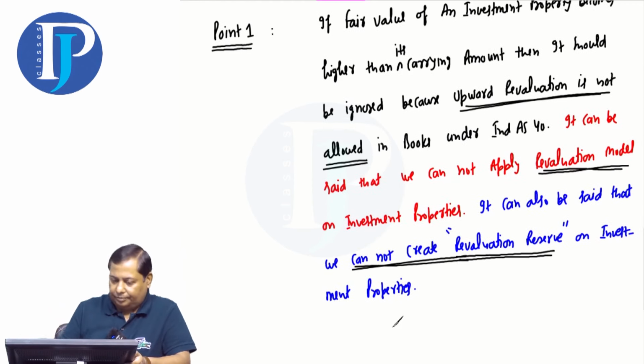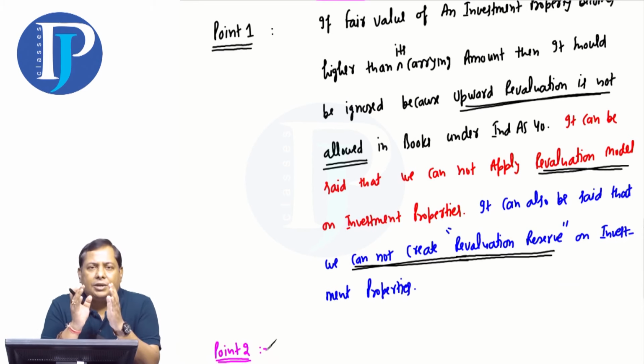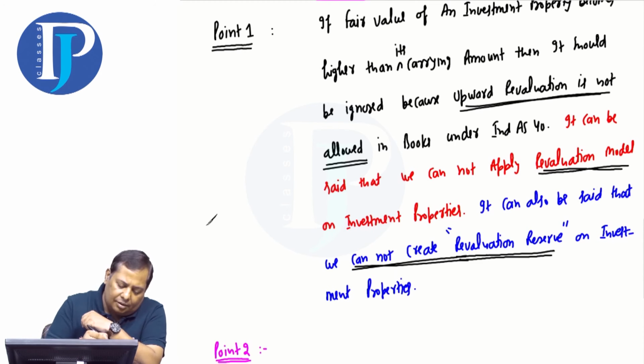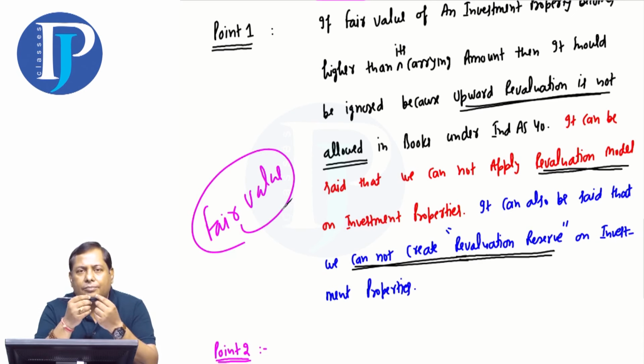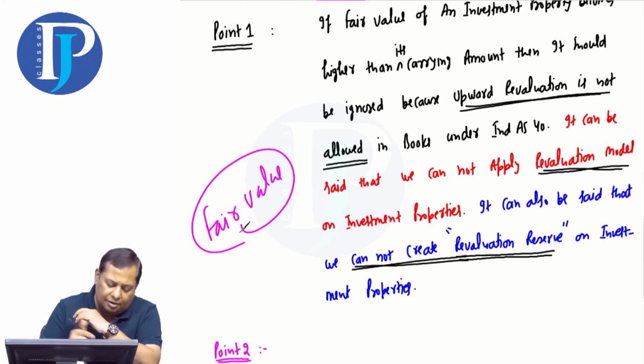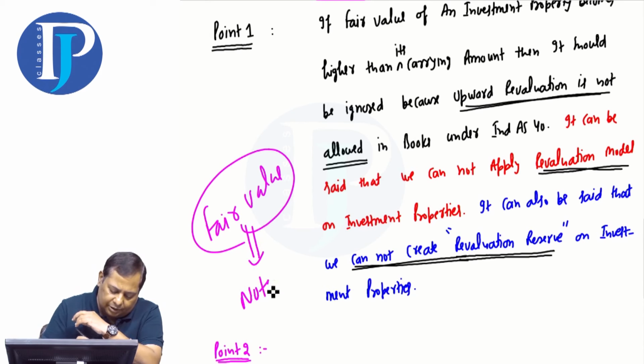There's one more. Point number 2. Under this point, Ind AS 40 gives you a concession. Ind AS 40 gives you some leeway. Now, what is that? So, consider the fair value. This fair value cannot be included in the books, but it can be shown in the notes to accounts.